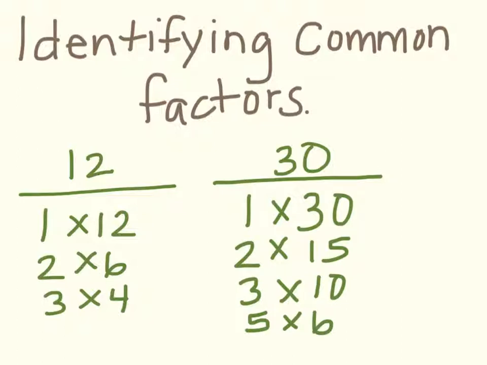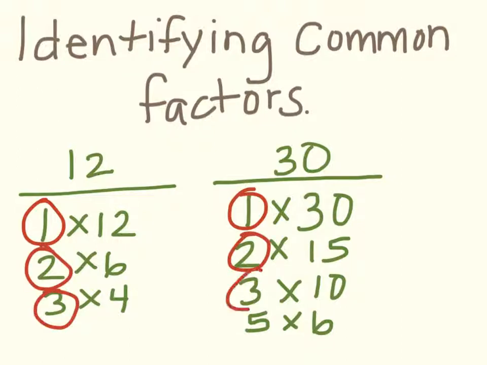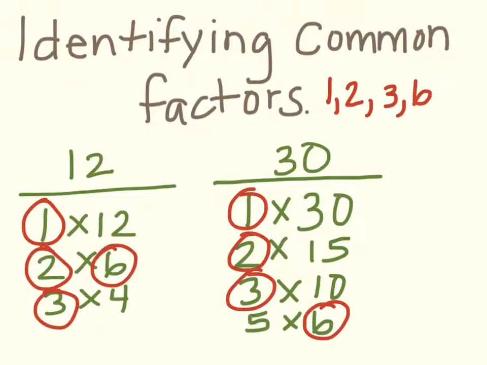Now that we've listed the factors of each number, let's find the factors that each whole number has in common. Well, both 12 and 30 have 1 as a factor. They also each have 2. They also have 3 in common. And 6, they have 6 in common as well. So the common factors of 12 and 30 are 1, 2, 3, and 6.